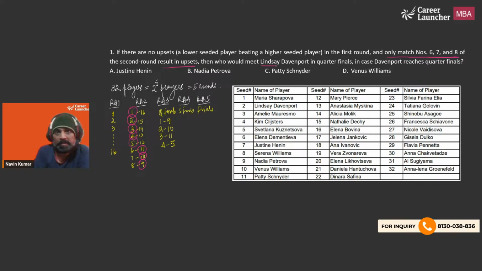Now, the question asked is, who would meet Lindsay Davenport? Now, Lindsay Davenport is going to be seed number 2. So seed number 2 is going to play against seed number 10. And seed number 10 is Venus Williams.